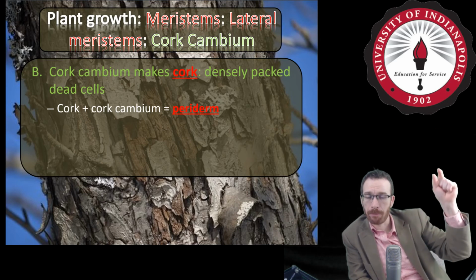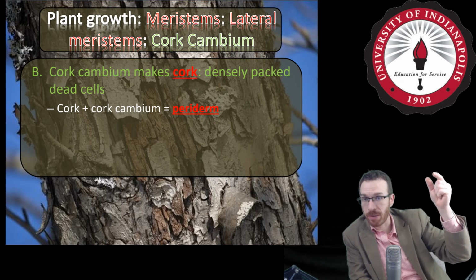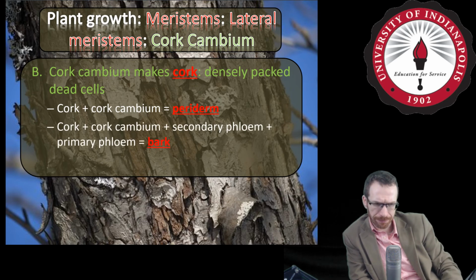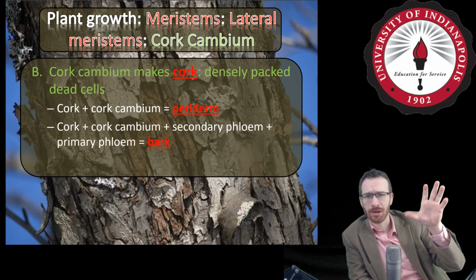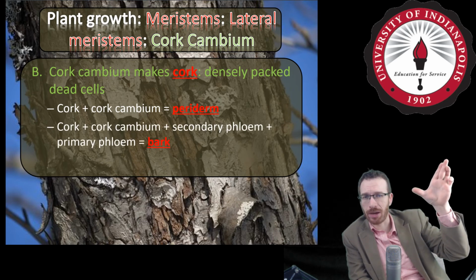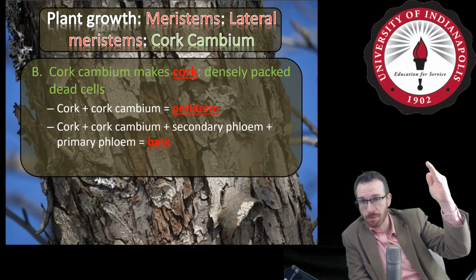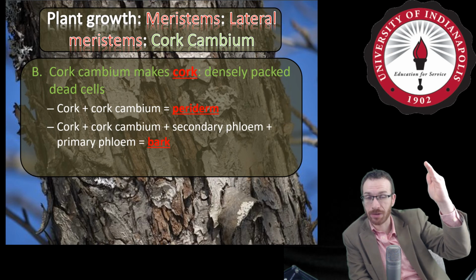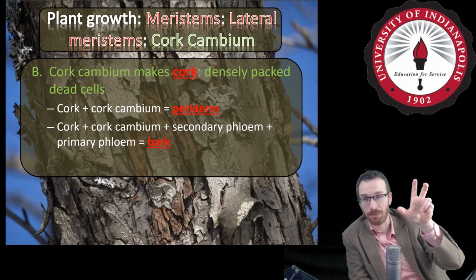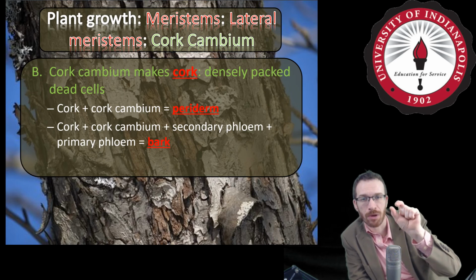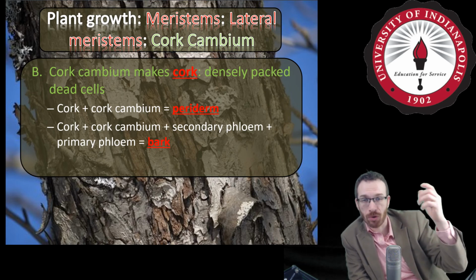The cork plus the cork cambium, which made it, those two things together is called the periderm. And then if you go even deeper, if you include the phloem in that categorization, the cork cambium, the primary phloem, which we know is next, and then the secondary phloem all the way to the vascular cambium, but not including the vascular cambium, all that is called bark.